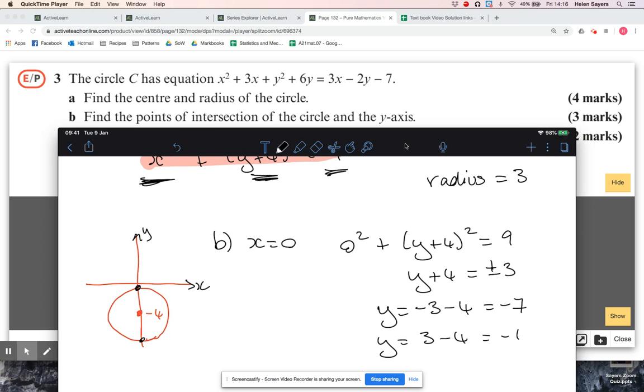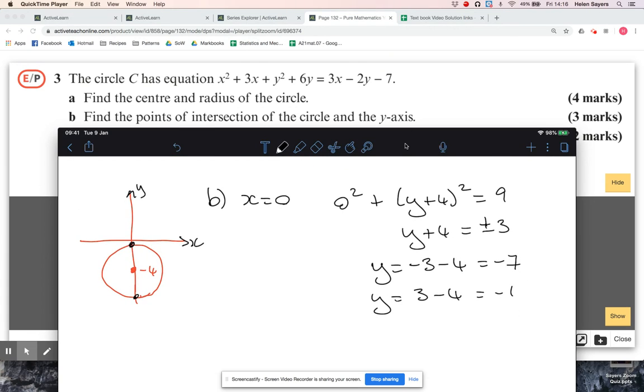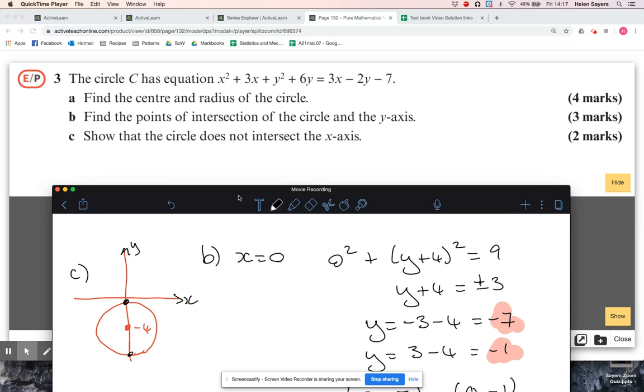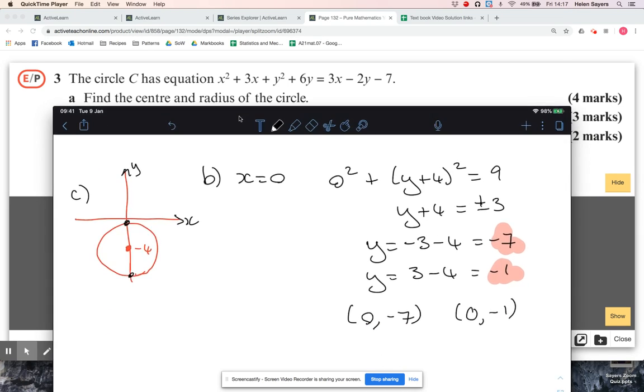It says points of intersection, so I need to give those as coordinates. This one is the coordinate 0, minus 7, and this one, that is a negative, isn't it? That one is the coordinate 0, minus 1. We've already made a sneaky head start on part C, which is to show that the circle does not intersect the x-axis. I've shown graphically that it doesn't, because if the centre is at 0, minus 4 and the radius is only 3, it's not going to go high enough to cut the x-axis.